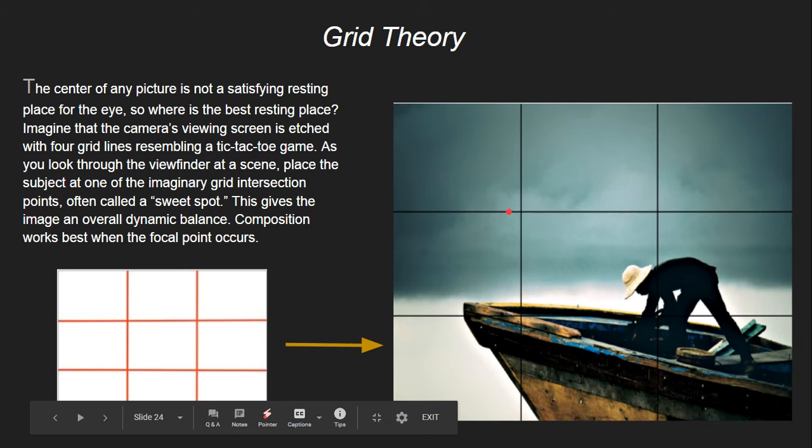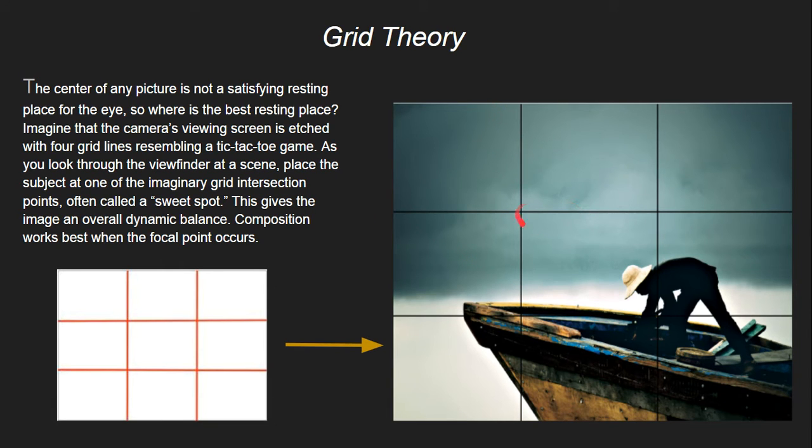So here's the grid. As you can see, this is what we're talking about. These little intersect points are actually where you put your subject or your focal point, as we saw in tip number 1. So my focal point would be placed here. It could be down around here.